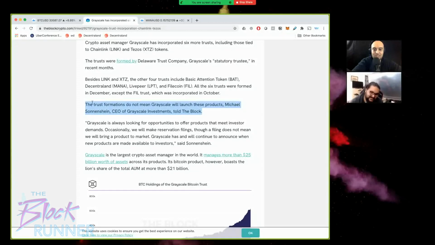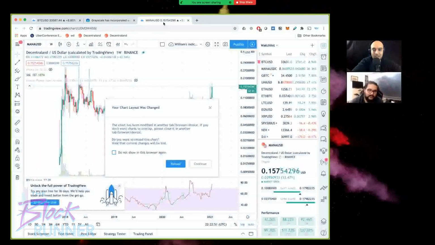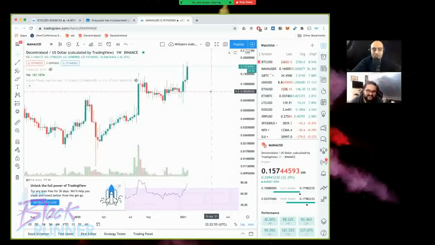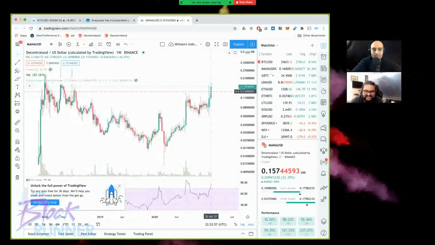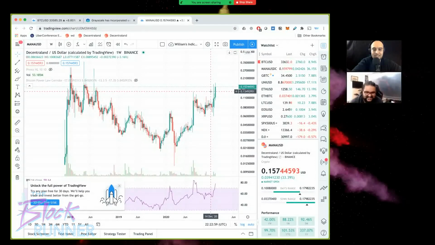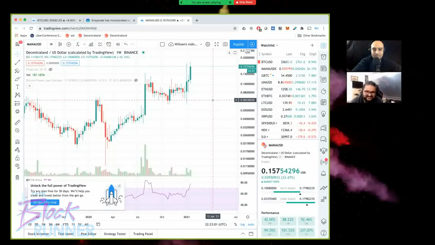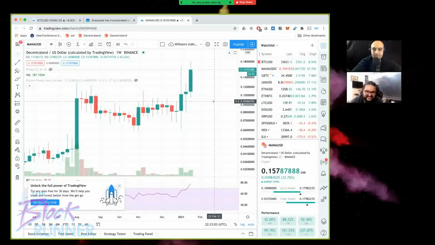So one second. The last thing about this is just because they submitted the documents for these trusts to be added doesn't mean that they're actually going to add the product offering to their investors. So there's still that, but that doesn't stop Decentraland or Mana from blowing up, taking this news as good news, right? Media has all this power. Whenever things get announced, that's usually catalysts, either up or down.